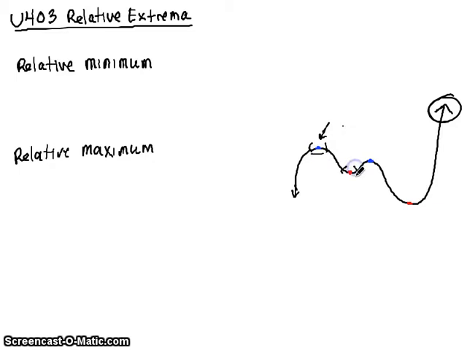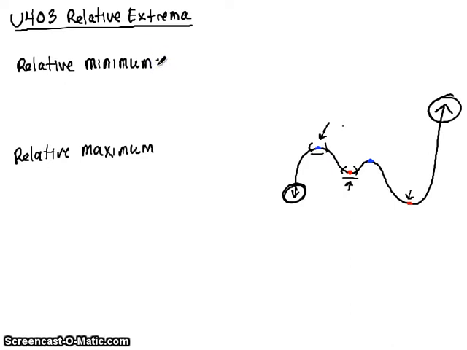Same idea with this point over here, this red one. It's lower than everything else around it. It's not as low as this one, and it's not as low as what we have going to infinity. But in its general area, that red dot is a minimum. So that's why it's relative. It's not on the global scale. It's not the absolute minimum, but it's a relative minimum.